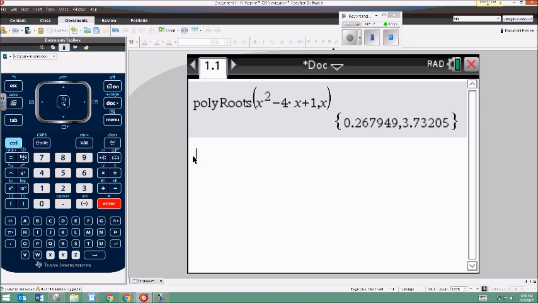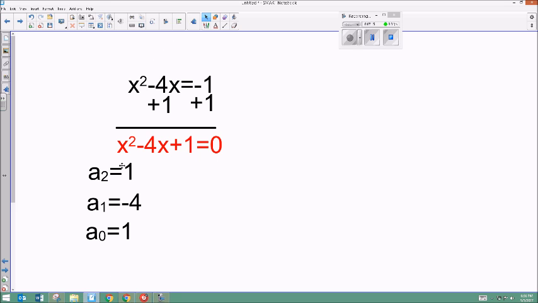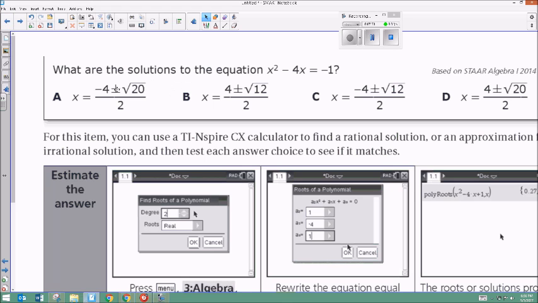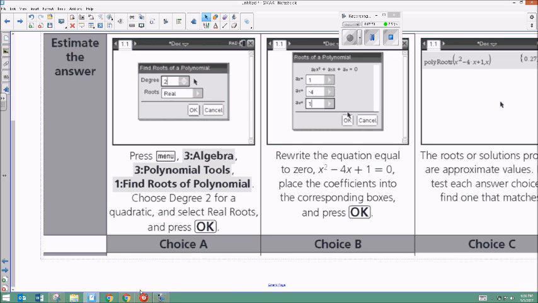Let's double check and make sure that I wrote this right. X squared, yeah, that's right. Let's see what our answer choices were. Since we know that these are our roots, let's look at our answer choices. Choice A is -4 plus or minus square root of 20 over 2. Let's try this one first. Could it be choice A? So -4 plus or minus square root of 20 over 2. Let's see what that is.